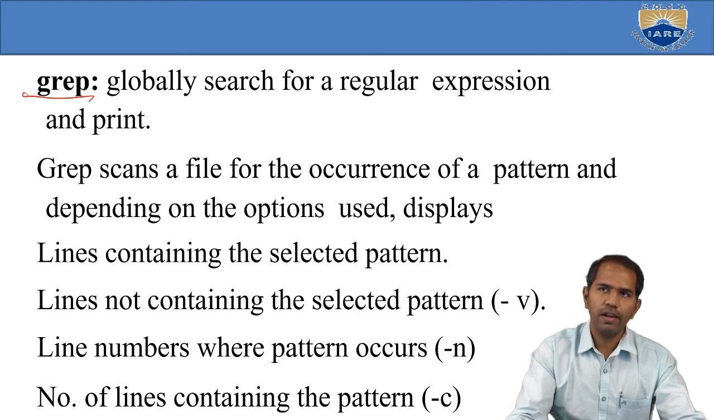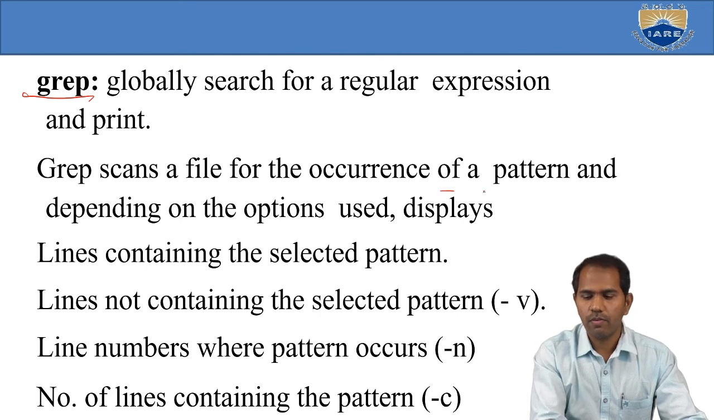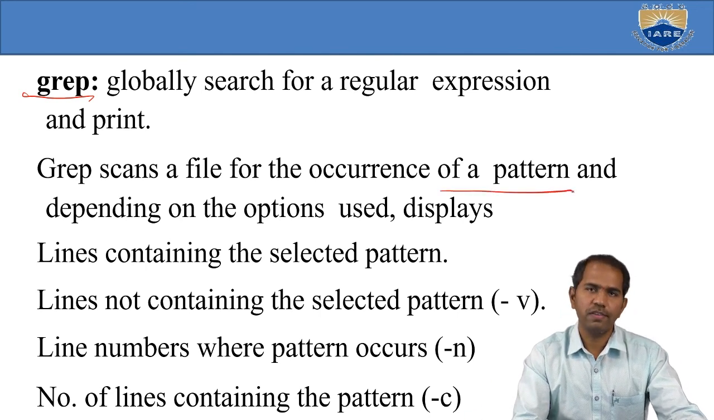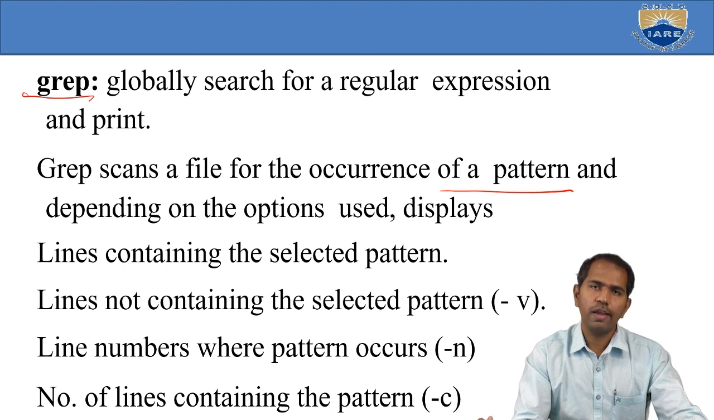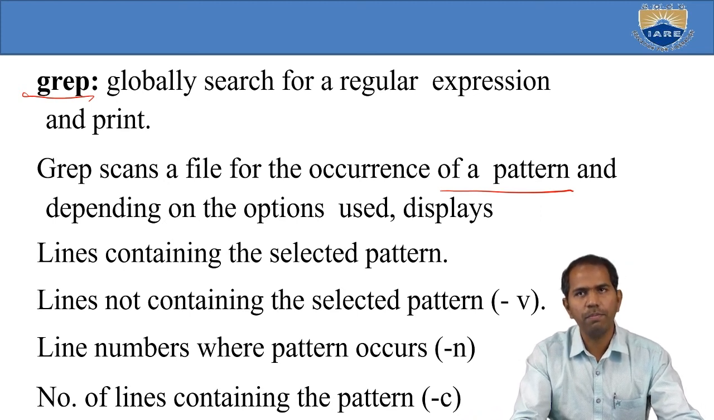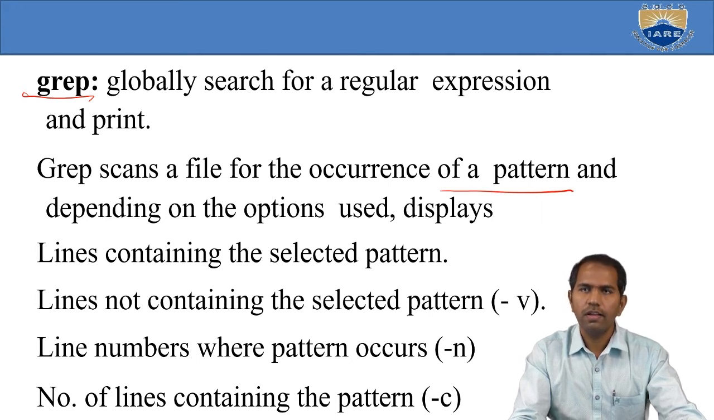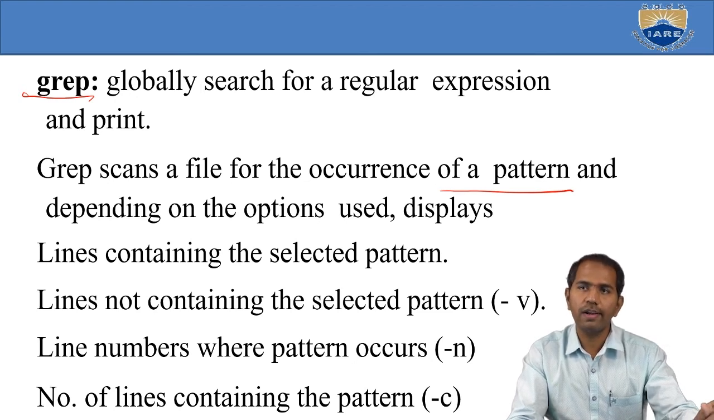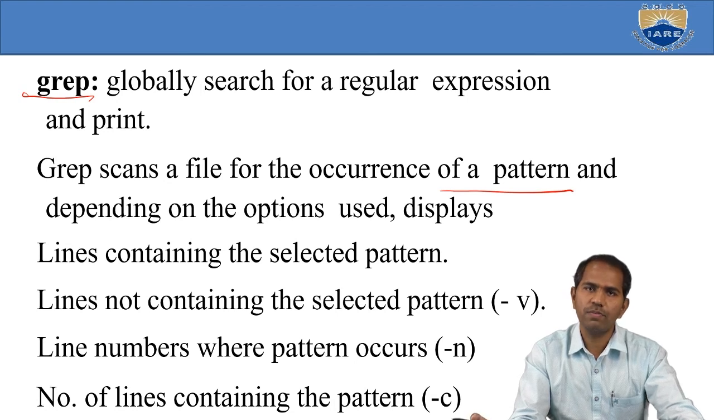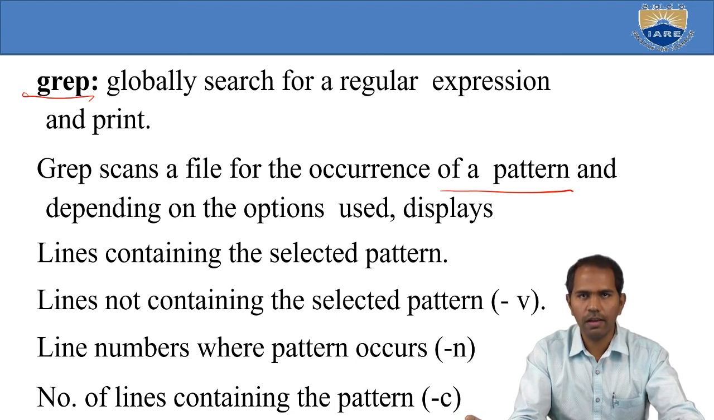So grep scans a file for the occurrence of a pattern, whichever pattern is matched. For example, IRE: how many times it has repeated in a file. This pattern, how many times it is repeated in the file. So use the grep command for the occurrence. It scans a file for the occurrence of a pattern, and depending on the options used, there are different options. Occurrence means how many times a specific pattern occurs in a file.